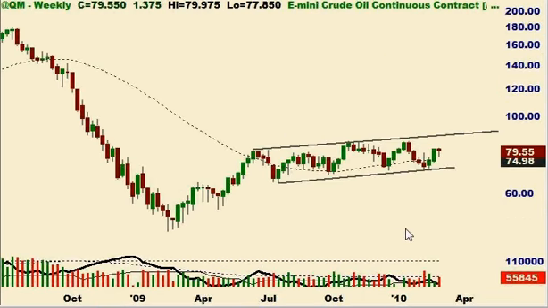And finally, here's crude oil. That chart is pretty much uncountable, aside from the fact that it appears to be a wedge. I would look for it to rally towards the top of the wedge one more time, and then perhaps a decline. But that's also basically consistent with the pattern that we're looking at in the S&P and in gold and so on and so forth.